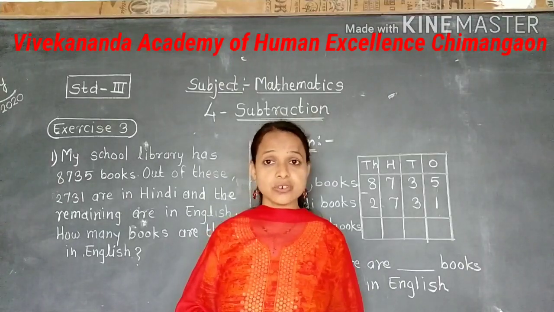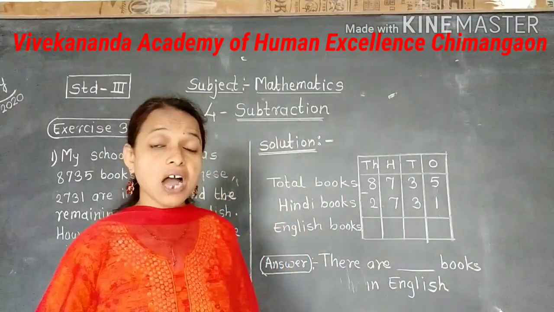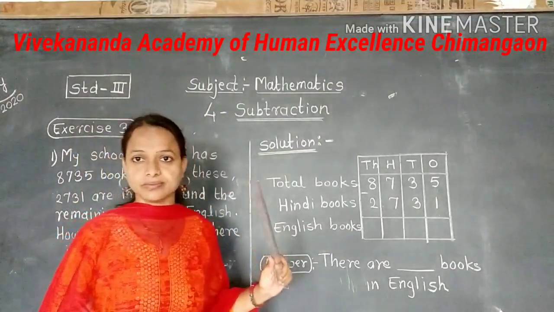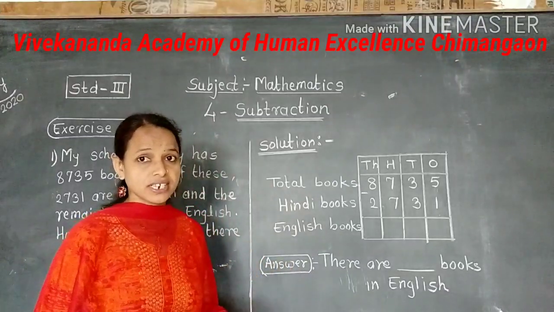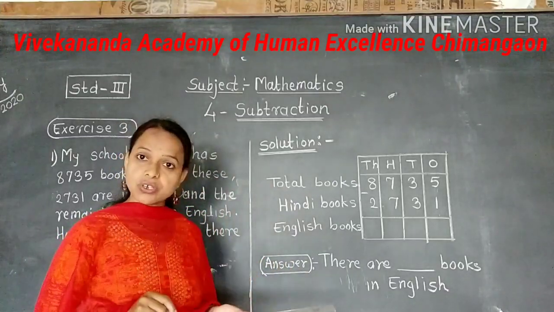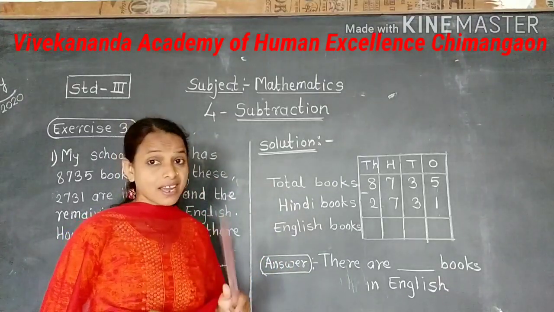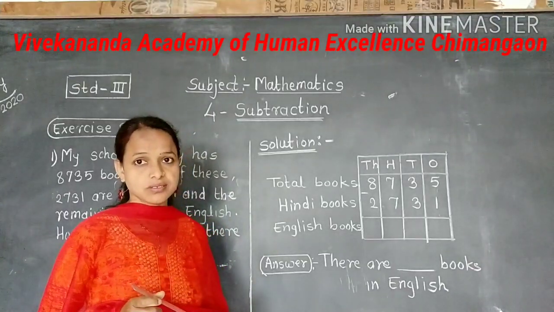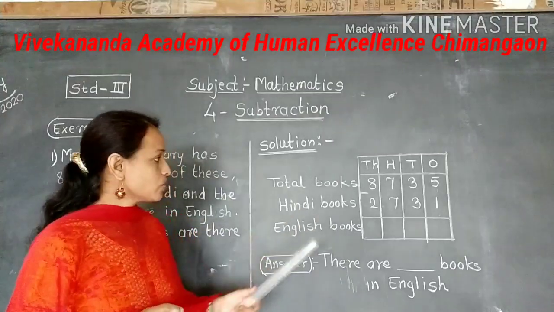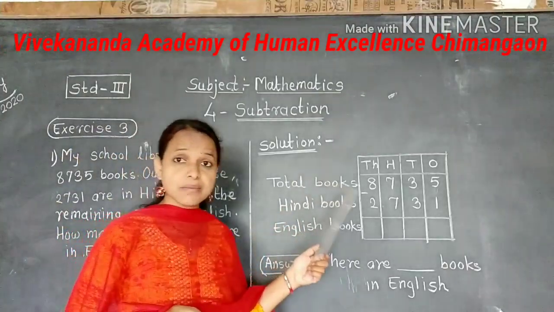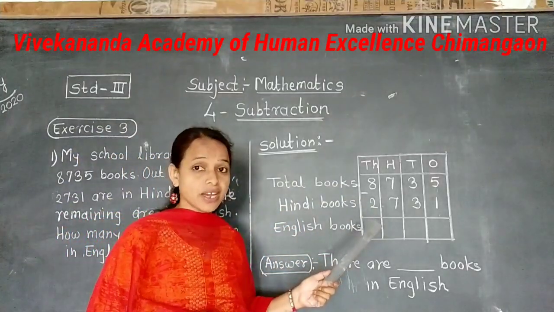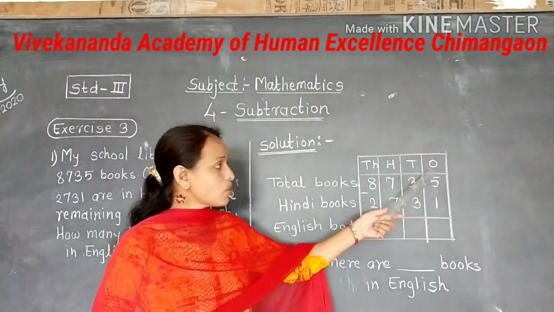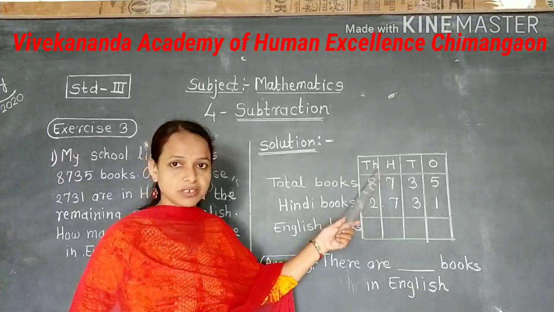Okay? So now we will see how to solve that word problem. So look here, solution. So now just write it. What is given in that? Total books and Hindi books are given. And what you have to find? Number of English books in the library. So look here. This is an example of 4 digits, so we have to make 4 columns, which I made here: Ones, Tens, Hundreds and Thousands.